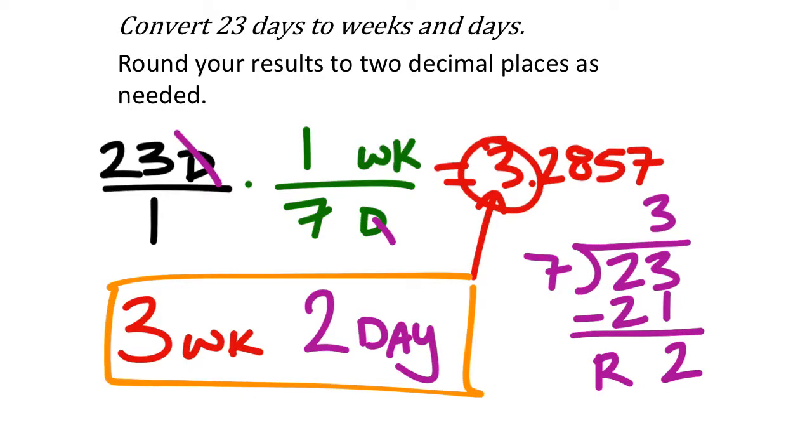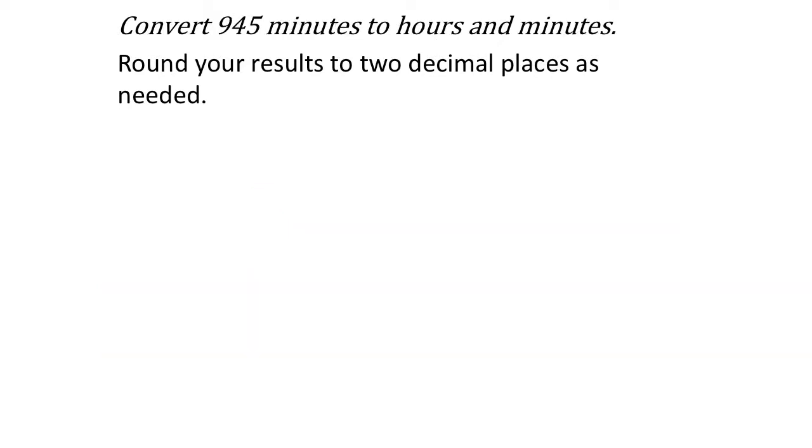So you can see we figured out how many of the larger units there are, and then whatever remained in the long division is however many of the smaller units we had, which was days. So this one will work the same way, right? I want to figure out how many hours 945 minutes will be.